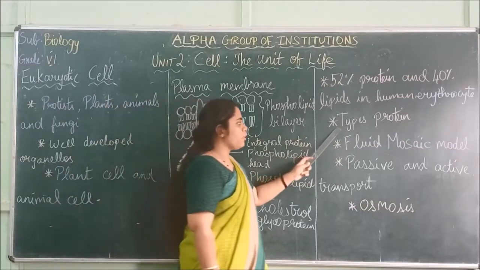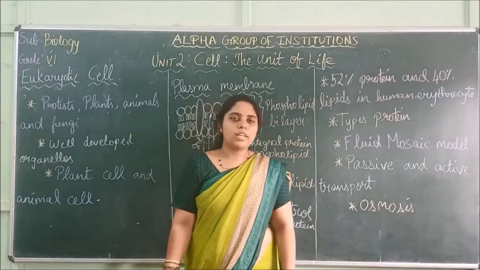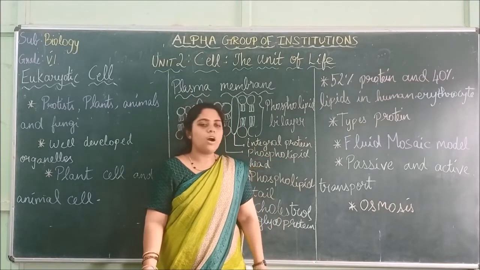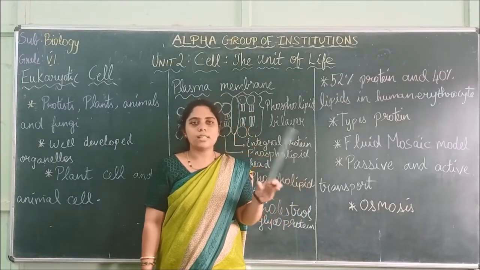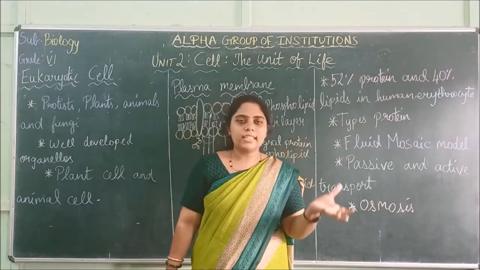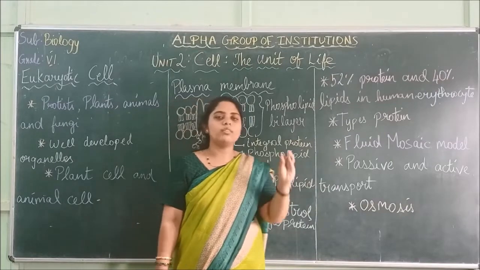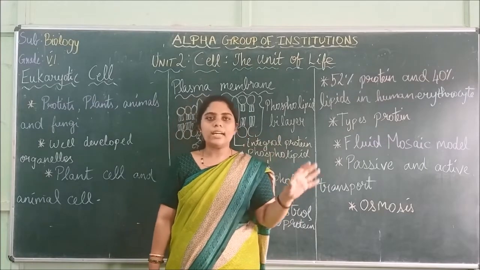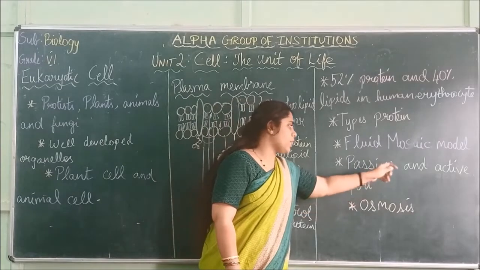So these are the two types of proteins. Then we saw about the fluid mosaic model. It was found in 1972 by Singer and Nicholson. What this theory tells is about the movement of the elements in the plasma membrane. That is, the plasma membrane is a selectively permeable or semi-permeable membrane. It will allow only certain substances to go in and out. So studying this movement of the elements is based on this fluid mosaic model.